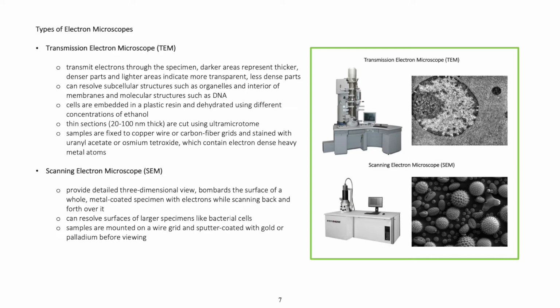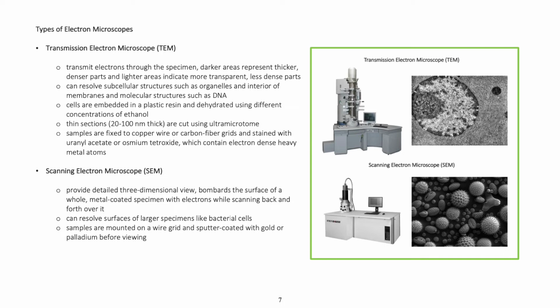Cells are embedded in a plastic resin and dehydrated using different concentrations of ethanol. Thin sections, about 20 to 100 nanometers thick, are cut using an ultramicrotome. Samples are fixed to copper wire or carbon fiber grids and stained with uranyl acetate or osmium tetroxide, which contain electron-dense heavy metal atoms.